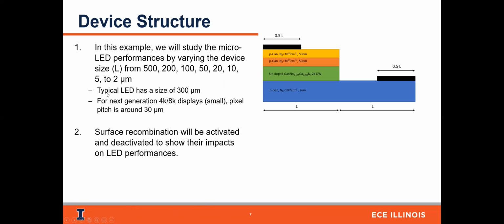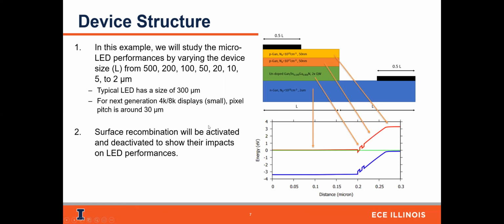The typical LED size has an L of 300 micrometer. And for the next generation 4K and 8K displays, pixel pitch is around 30 micrometers. So this range of L covers the typical LED structure and the micro LED structure.